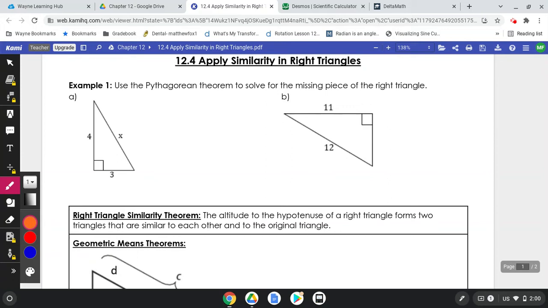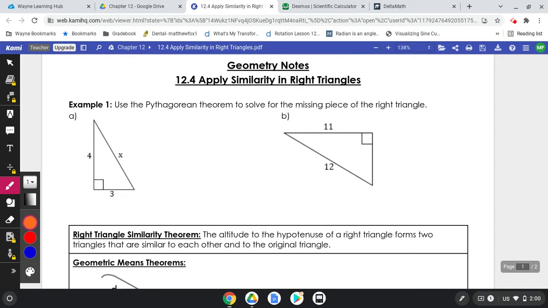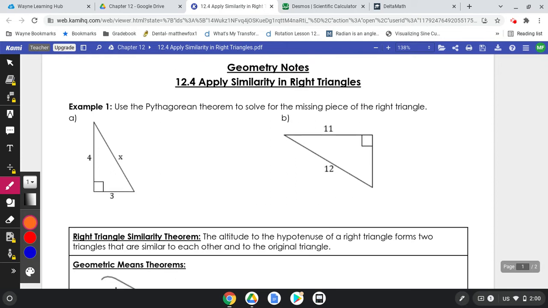So if we look here, this first section, we are going to use the Pythagorean theorem. Now, you have heard of this at some point, I'm guessing, but if you don't remember, this tells us that a squared plus b squared equals c squared. Now, it's important to remember the c squared has to be the hypotenuse, also known as the longest side or the side opposite of the right angle.